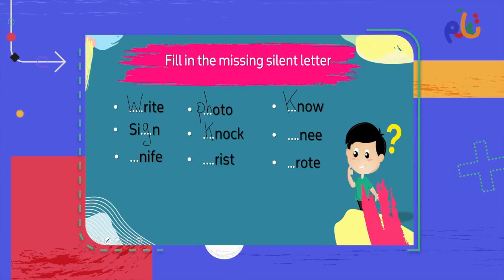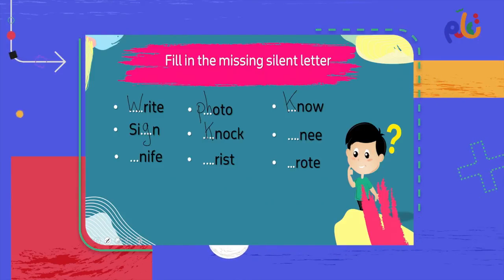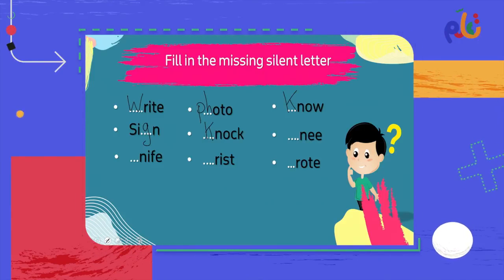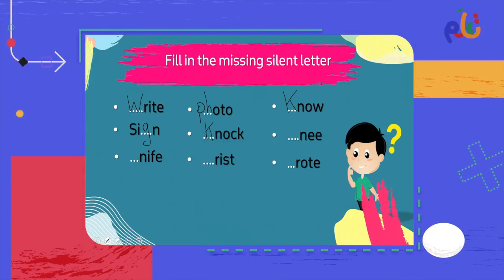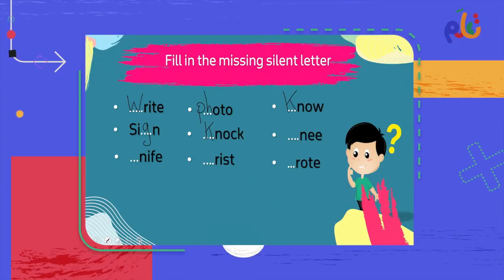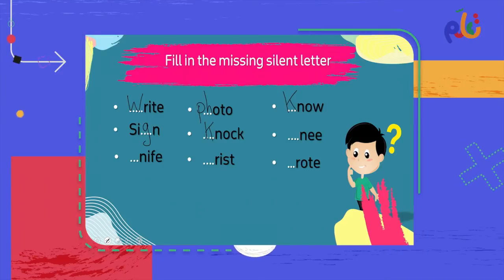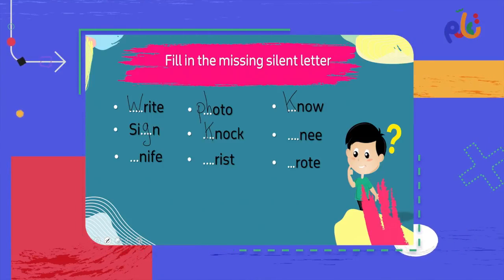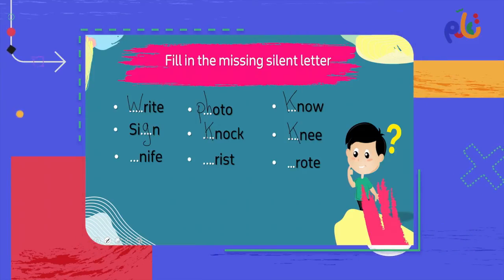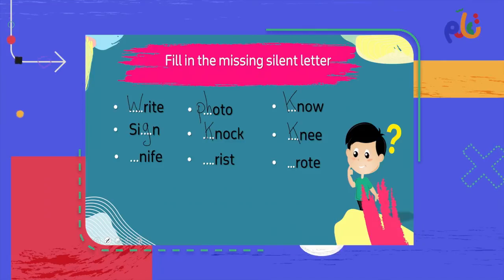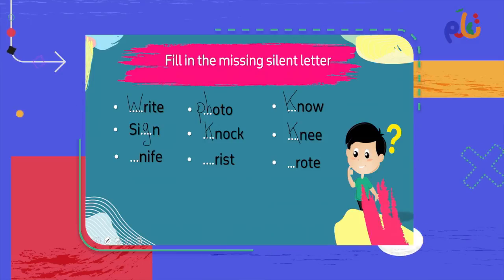Knee. All I'm doing now to figure it out is reading the letters that I have: N-E-E. I'm reading the letters that are written. I know it's knee because we learned the rules together. Perfect. It's a K. The K is silent when it's followed by N. Another N.